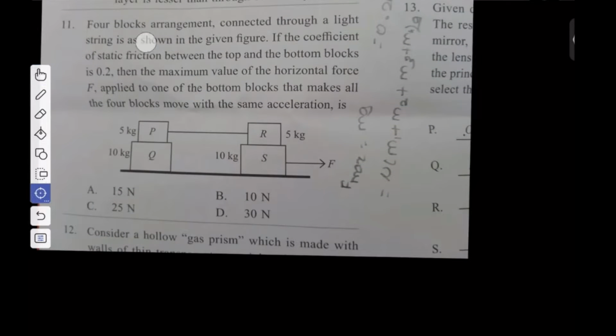So what we have is a four-block arrangement connected by a light string. If the coefficient of static friction between the top and the bottom blocks is 0.2, what is the maximum value of horizontal force that can be applied to one of the bottom blocks that makes all four blocks move with the same acceleration? Now, what I told you: first you assume all of them to be moving together, and then you see the motion of each one of them, especially the one for which the friction force is the only force driving them.